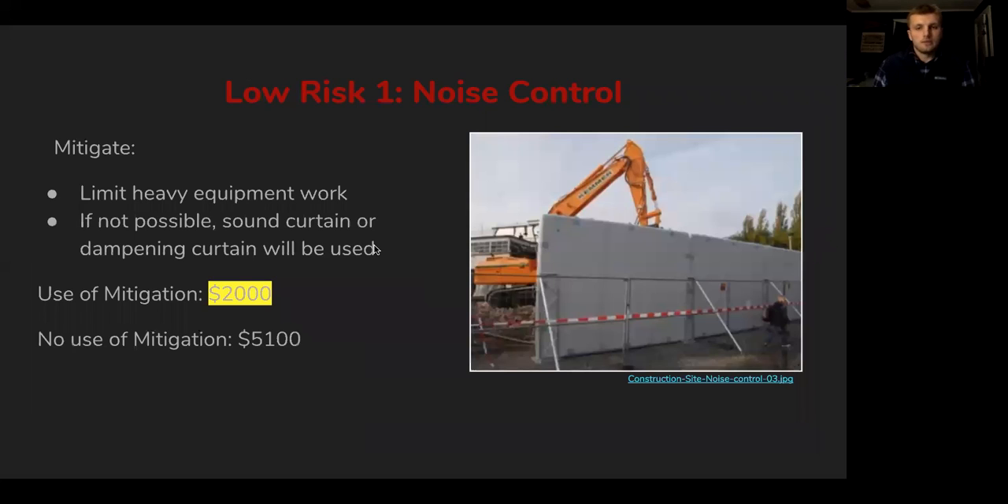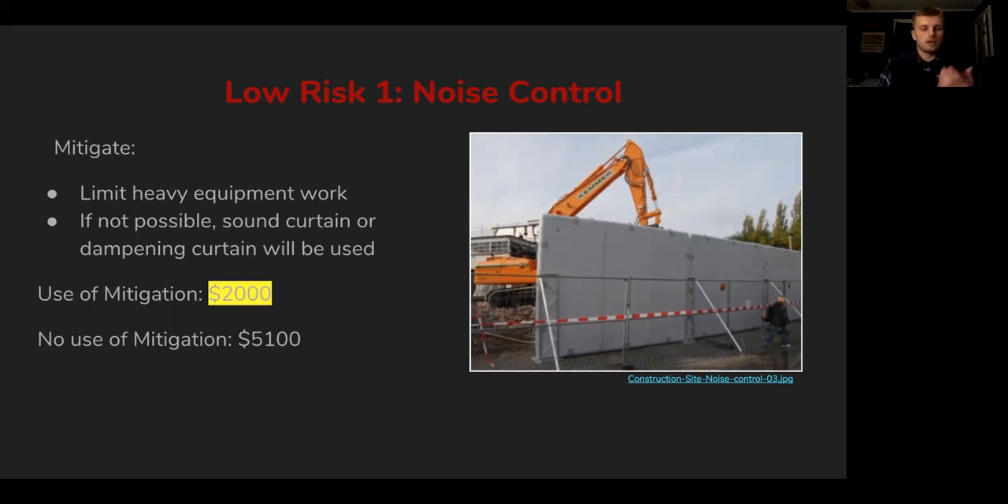We had a couple different avenues we could go with noise control, but we decided we would mitigate the noise. The ways we came up with mitigating this would be by limiting the heavy equipment work. So if we can do a job without using heavy equipment, we are going to do it that way. And if that's not possible, we would like to use a sound dampening curtain. So we would basically take the heavy machinery or whatever loud work's going on, and we'll put a curtain around it to minimize the noise.